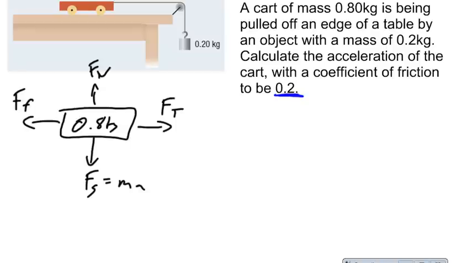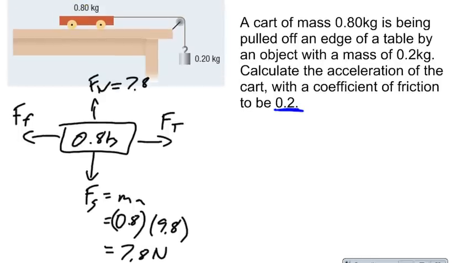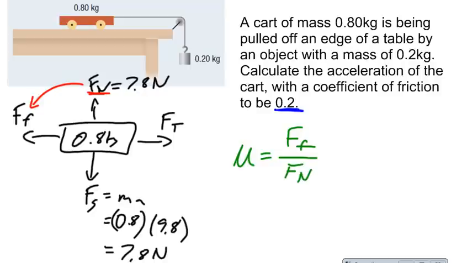Let's start to put some numbers in here. The mass of the cart is 0.8, and we know the acceleration due to gravity is 9.8. Therefore, that is equal yet again to 7.8 newtons, which means our normal force is equal to 7.8 newtons. This is where it becomes important, because we want to figure out the force of friction. The formula is: coefficient of friction is equal to the force of friction over the normal force. If we plug the numbers in, it is 0.2 equals the force of friction, still unknown, over a normal force of 7.8.